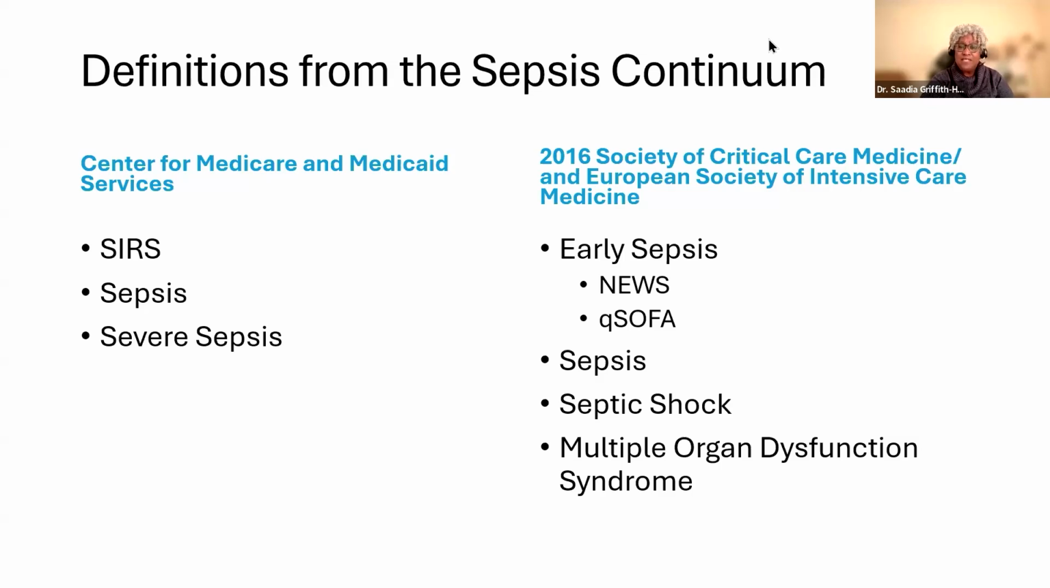But more recently, the Society of Critical Care Medicine and the European Society of Intensive Care Medicine, who are our big organizations that deal with this, have reclassified our definitions along the sepsis continuum as early sepsis, sepsis, septic shock, and multiple organ dysfunction syndrome. And we're going to talk about these again. The two things that you see listed here, NEWS and qSOFA under early sepsis, are scoring systems that we can use to possibly help us identify early sepsis so that we can take action.